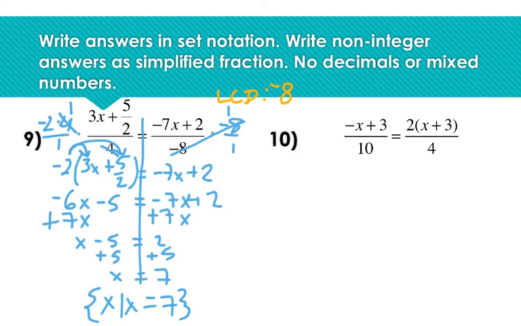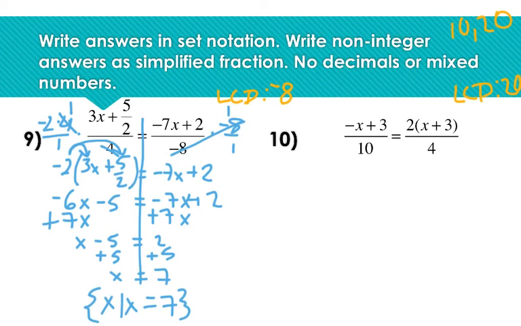Alright, so number 10. We're looking to do the same thing. We have a 10 and a 4. So we're going to look for the least common denominator between 10 and 4. So think about tens. Let's find something that's divisible by 4 that is a 10. So we can count up by tens. We go, let's see, 10, 20. Oh, 20 is divisible by 4, so we're going to use 20 as our least common denominator.